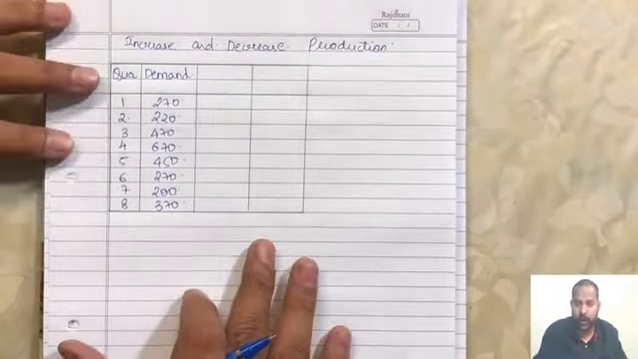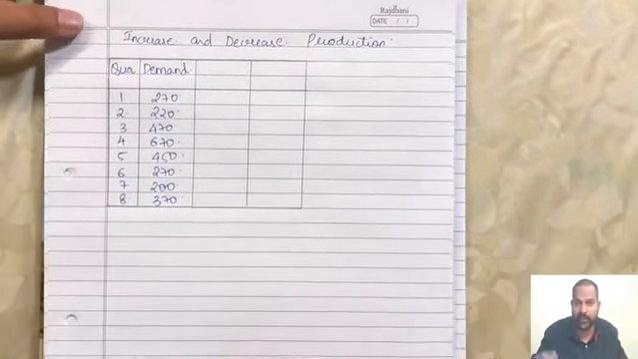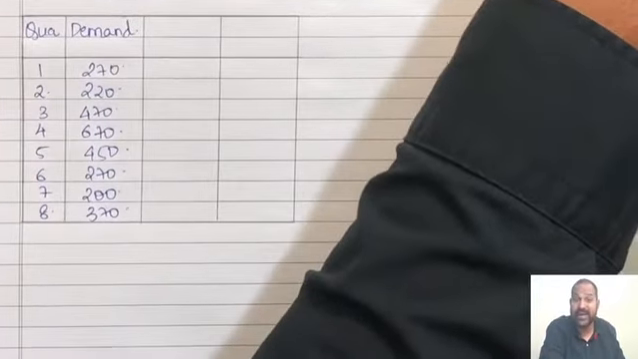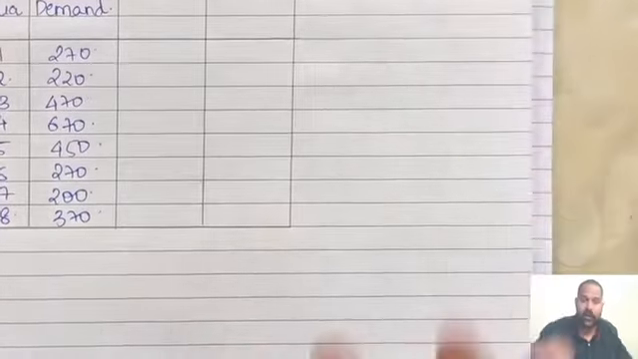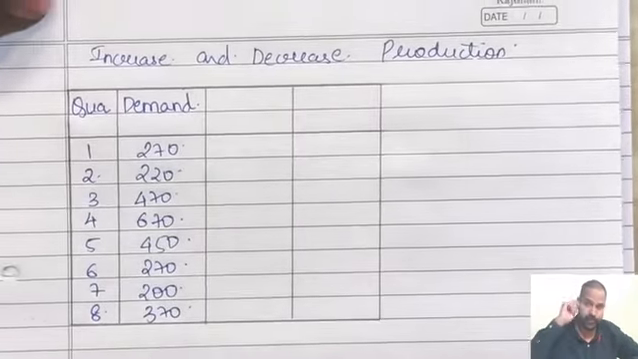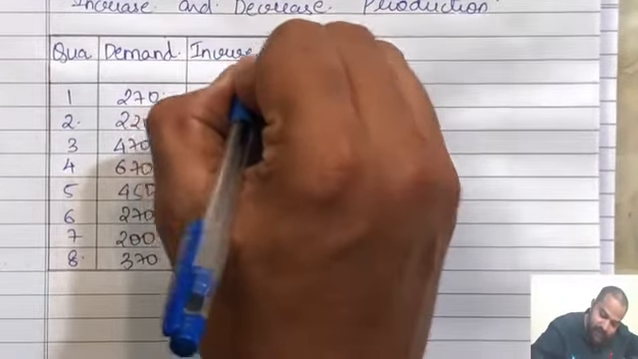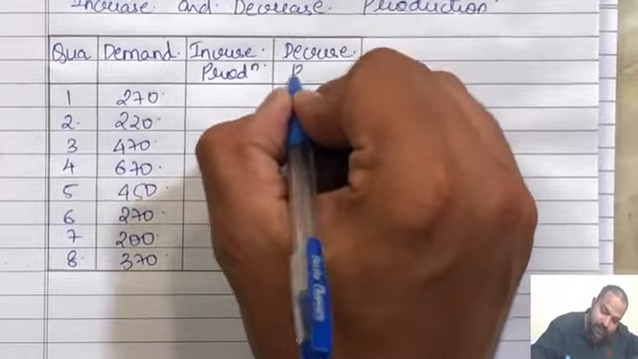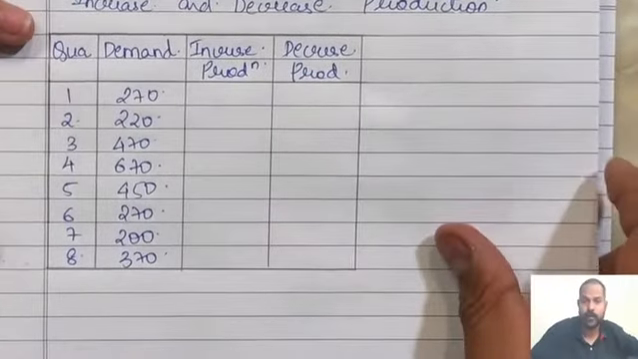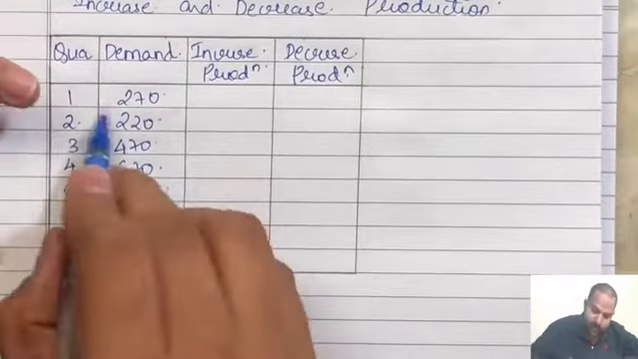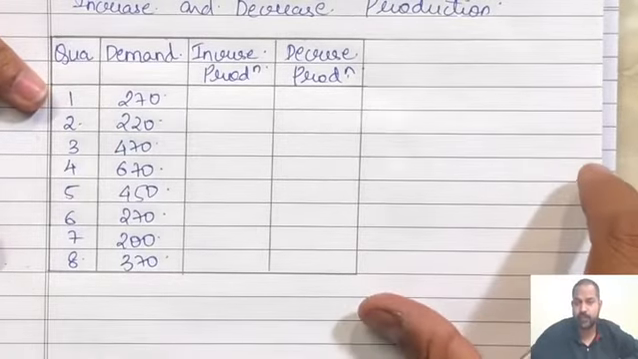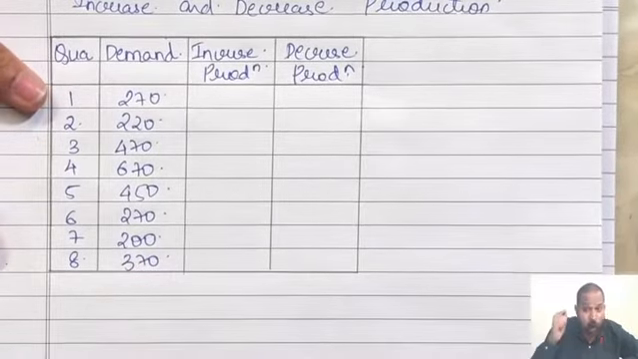So, depending on how many units I require, I need to check whether I am going to have to increase my production or decrease my production. So there will be two columns: one is an increase in production and the other is a decrease in production. In the first quarter, how many units do you require? 270.